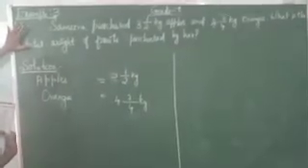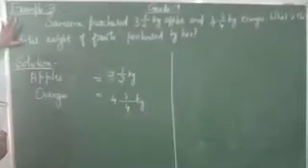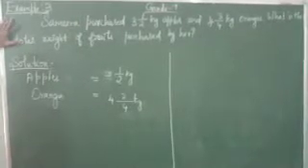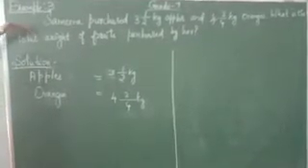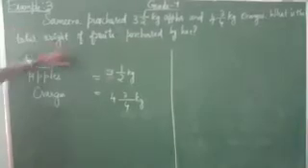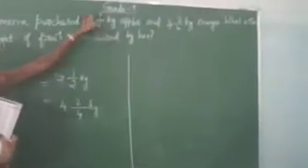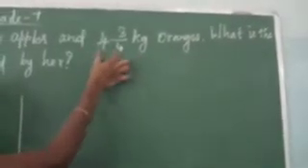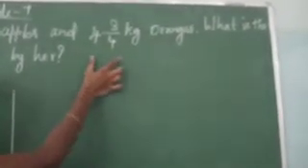Samira purchased 3 1/2 kilograms of apples and 4 3/4 kilograms of oranges. So how many apples has she purchased? 3 1/2 kg. Here, 3 1/2 is in which form? It is in the mixed fraction. And 4 3/4 kilograms of oranges is also in the mixed form. So now you have to find the total weight of the fruits.